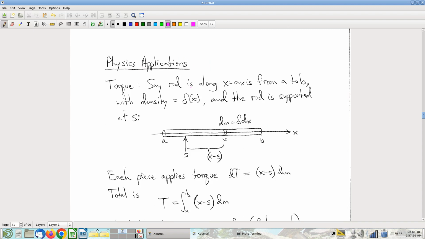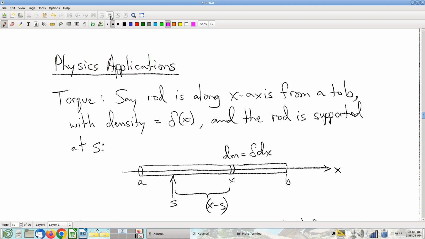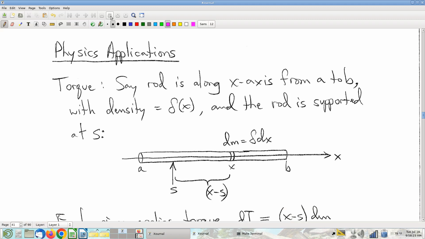Let's talk about some physics applications. This is not a physics class, but there are various physics problems that are really good excuses to write down applications of double integrals that are useful. And some of y'all are physics majors, engineers, things like that. Chemists will use these kinds of arguments as well. So, okay, first I want to talk about this idea of torque.